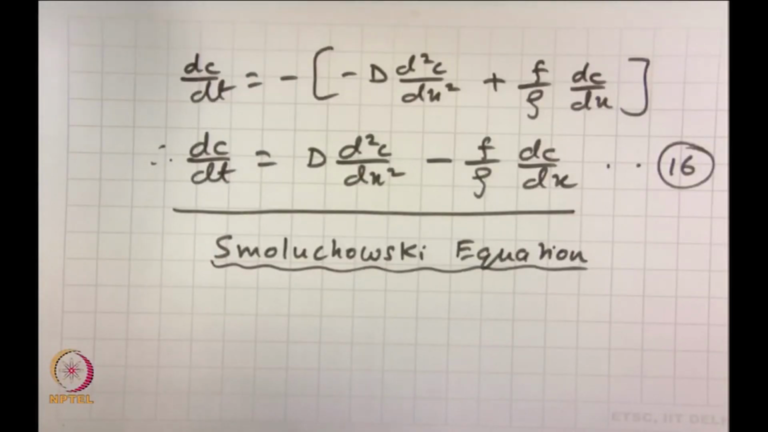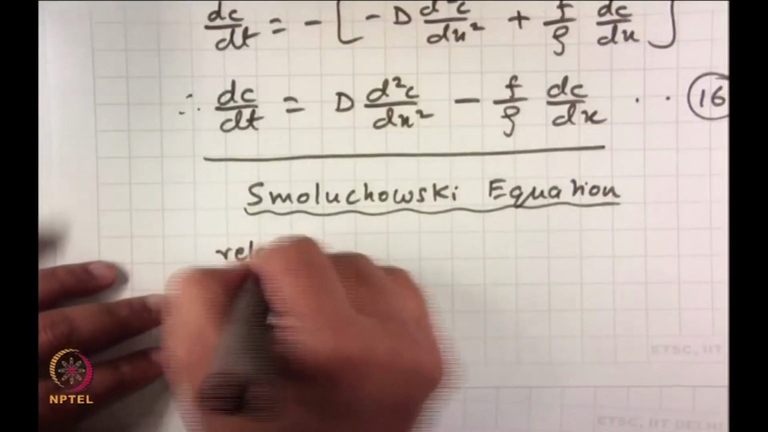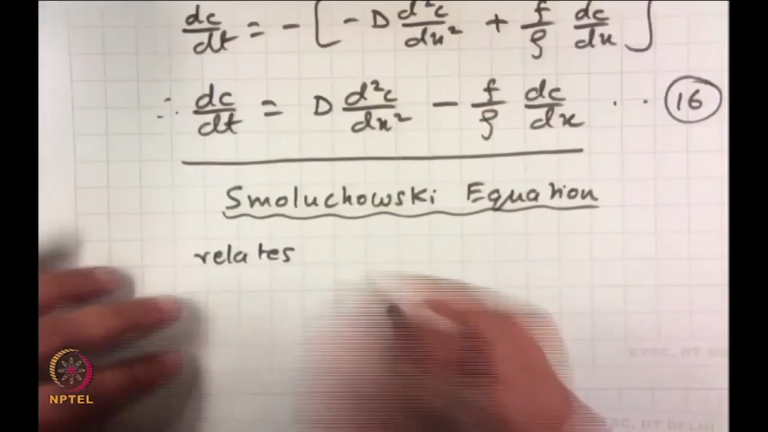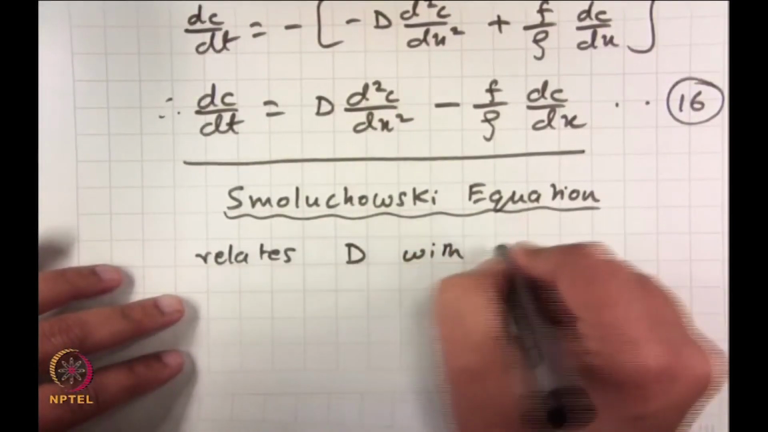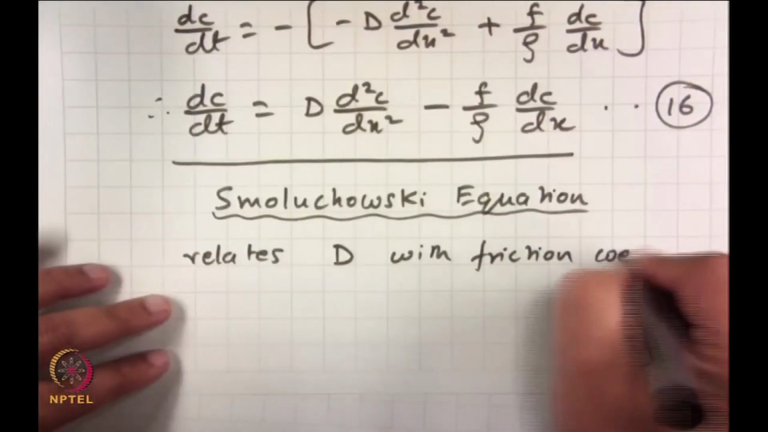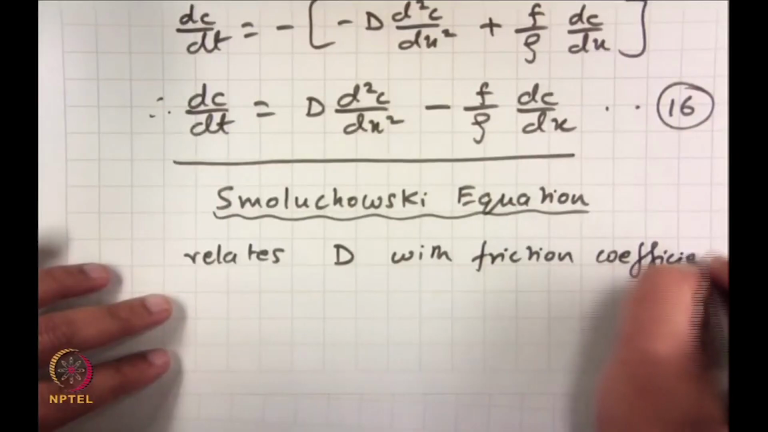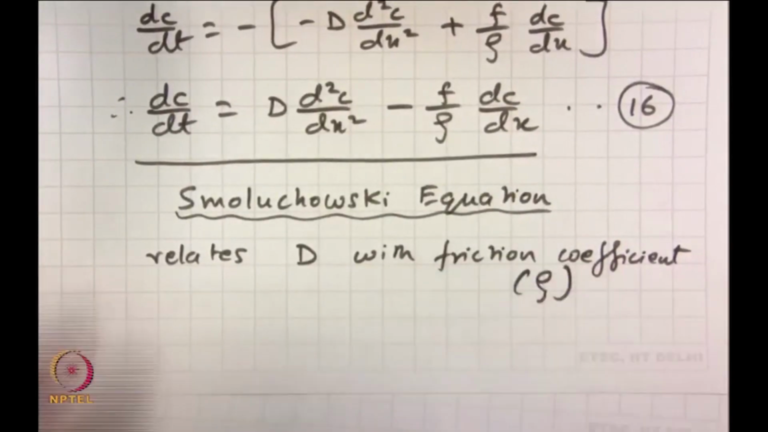What does this equation do? What this equation does is, it relates the diffusion coefficient D with the friction coefficient, which is ξ. That is why this equation is so important.